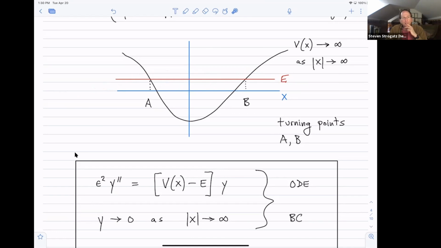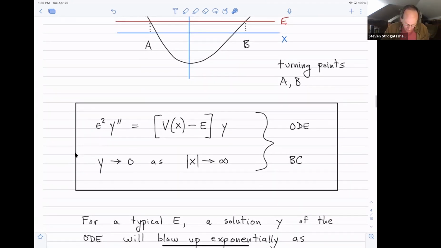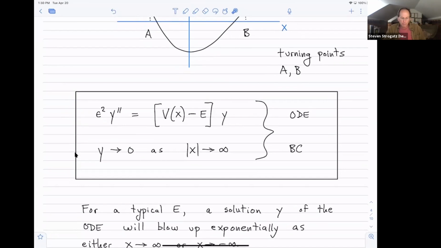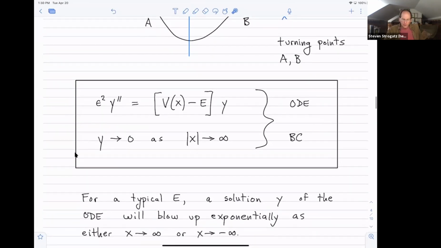That was Schrödinger's basic idea, I think, to how you could get discrete energy levels out of a partial differential equation that he wrote down, which is essentially this one that we're writing down. So that's the intuition of how this is going to work. As I say, if you just pick E generically, just some typical E, the solution will blow up on either the right or the left side as x goes to infinity.